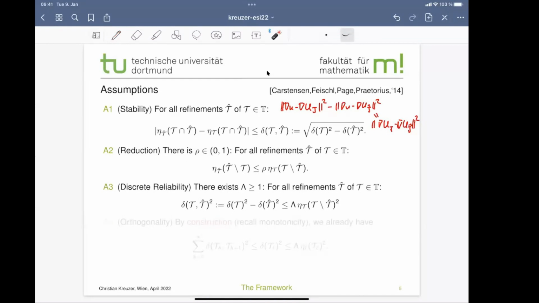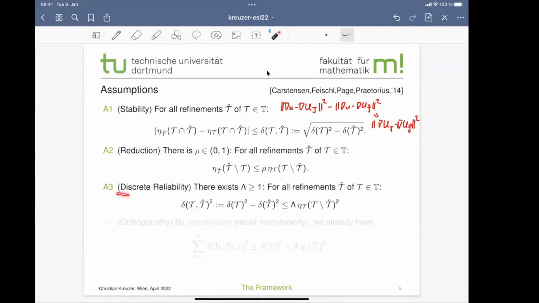Then we have as a second assumption the so-called reduction, and this means that there exists a reduction factor, which is the rho here, and on each refined element you reduce the indicator by a fixed factor of rho. This just comes in PDEs from mesh size reduction, for example.